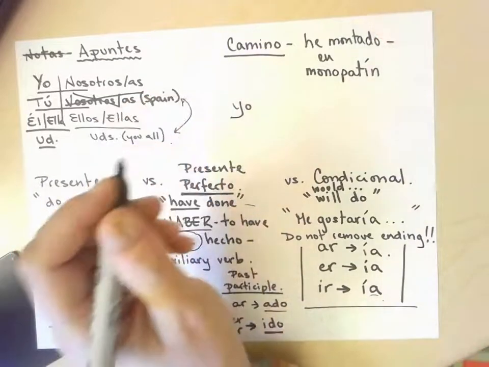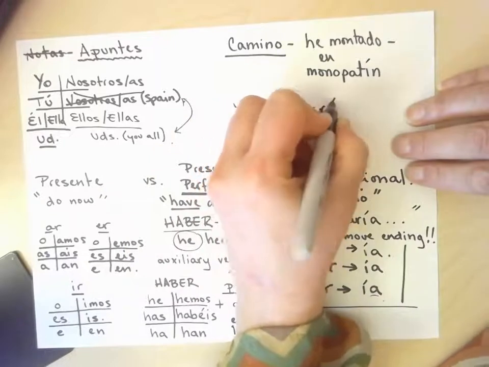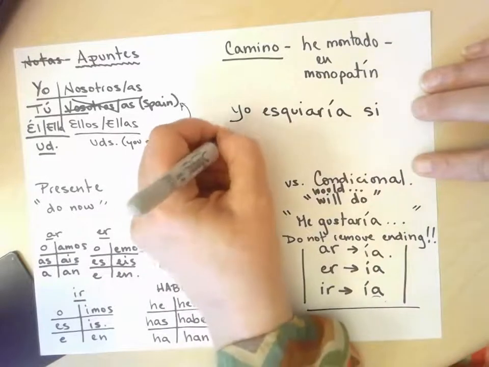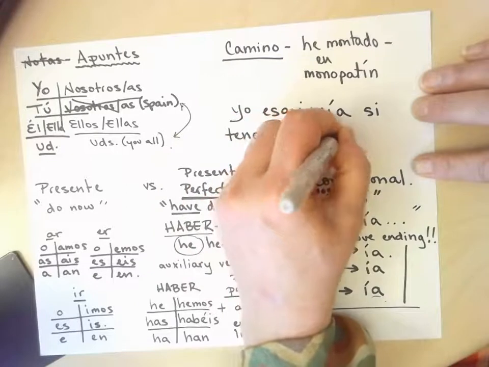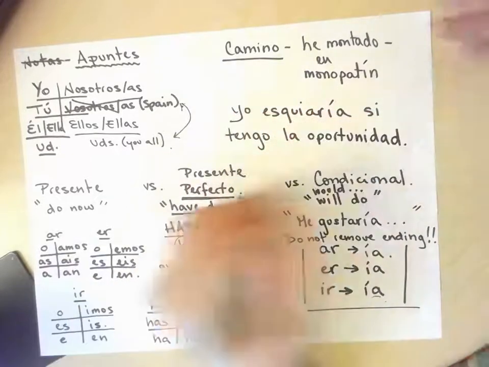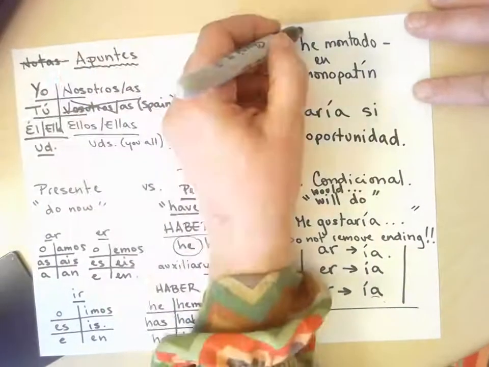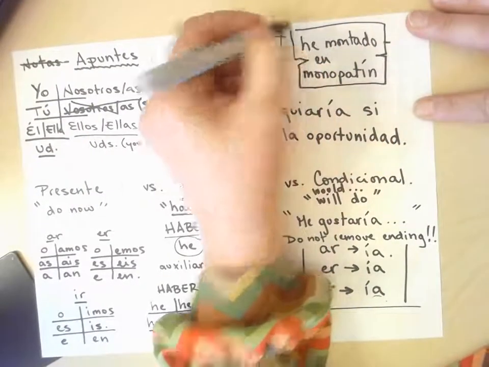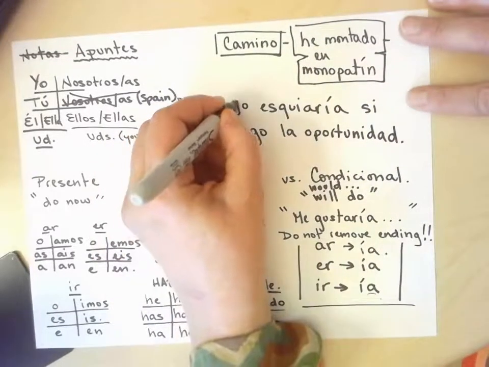yo esquiaría si tengo la oportunidad, ¿no? Si tengo la oportunidad, yo esquiaría. So, I'm kind of expressing here what I do now. Now I walk, right? Yo camino ahora. I've skateboarded in the past, and si tengo la oportunidad, if I have the opportunity, I'd like to ski. I'd like to try it out.